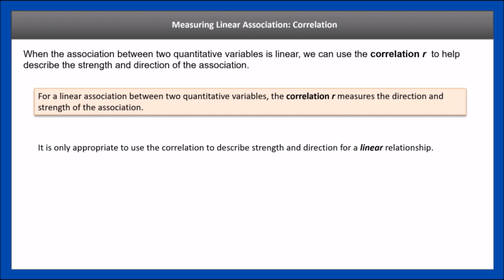Remember, it's only appropriate to use this when you're looking at linear relationships. And r is a value between -1 and 1. If r is 0, you have no correlation or no linear association. If it's -1, you have a perfect negative correlation. And 1 is a perfect positive correlation.